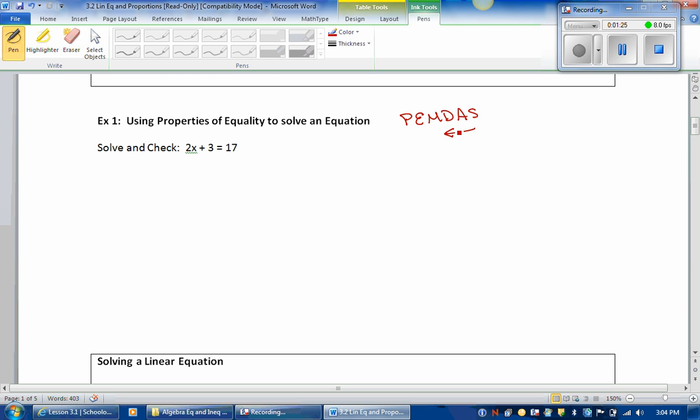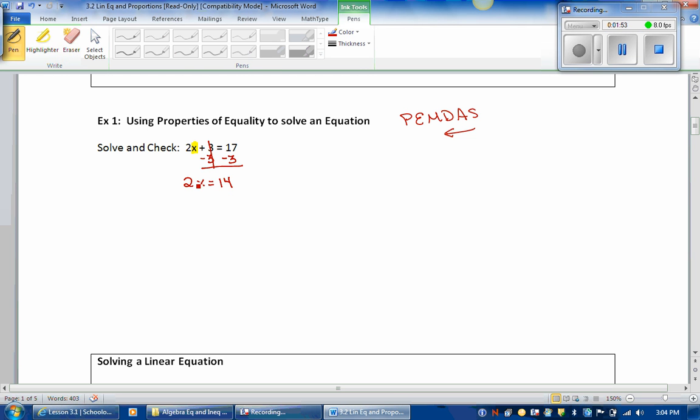So the first thing that we run into is we know we want to get this x here by itself. That's the goal, get this x by itself. So we need to move everything away from it. Starting from right to left, we're going to undo addition and subtraction. I have addition here, to undo it, I subtract, and I get 2x equals 14.